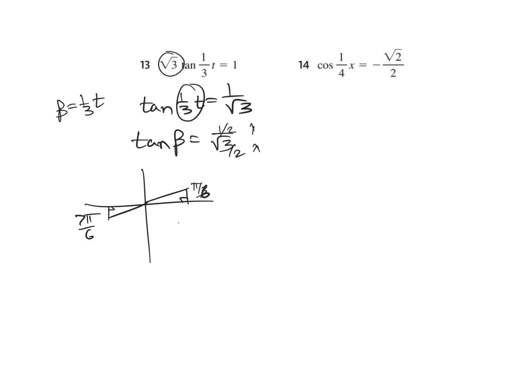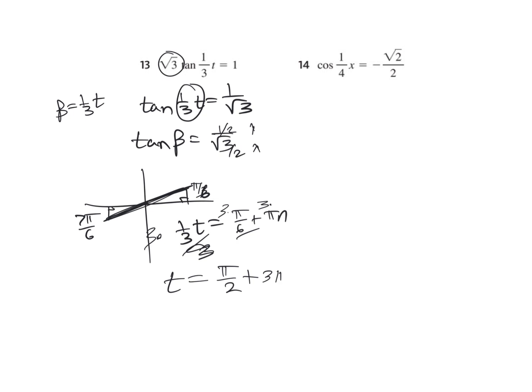So our answer should be 1/3 t equals pi over 6 plus pi n. Remember, tangent and cotangent are 180 degrees apart, so you just need to add pi. And that gets you your 7 pi over 6. So I don't need to write the 7 pi over 6 on here. But the issue is I need to multiply by 3. Everything gets multiplied by 3. So now t equals pi over 2 plus 3 pi n. And number 14.